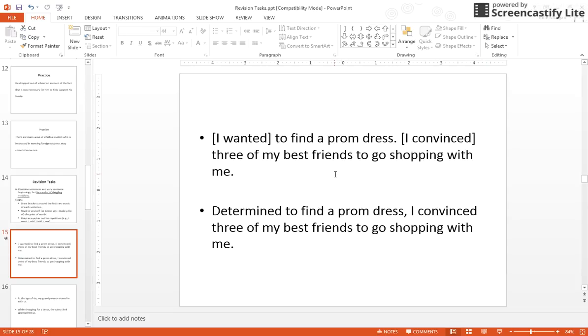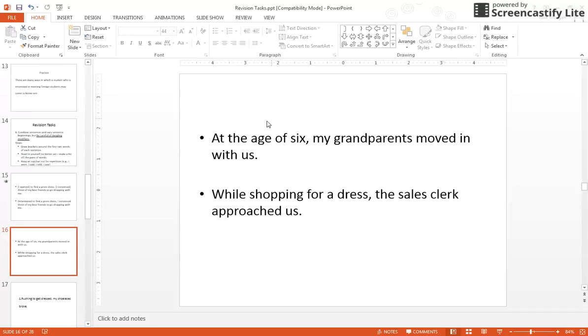And it's not that you can't have sentences in a row that start with I, but this is just an example. A way I might try to revise that would be to combine those 2 sentences, taking the 2 independent clauses or 2 independent sentences and using one as an introductory clause or an introductory phrase. So revision might say, determined to find a prom dress, I convinced 3 of my best friends to go shopping with me. So that is a strategy you can use for combining sentences. However, the problem I have found is that when I advise students to do this kind of thing, sometimes we end up with something called dangling modifiers.